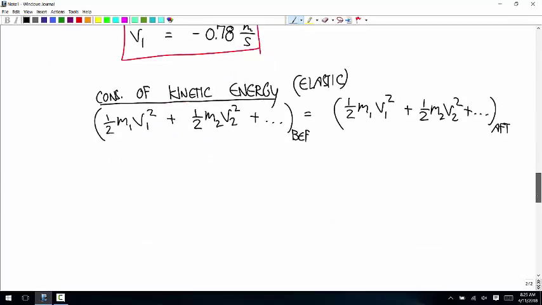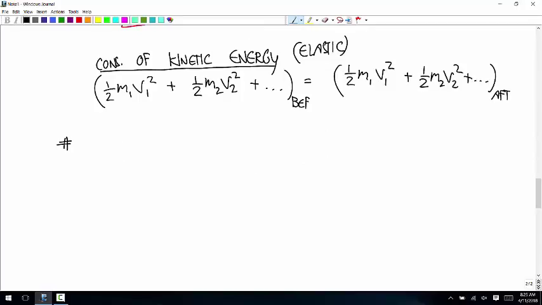Okay, number 9. Does an object gain or lose gravitational potential energy as it moves higher and lower?